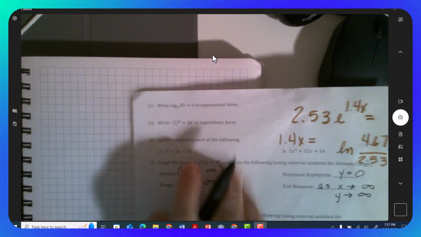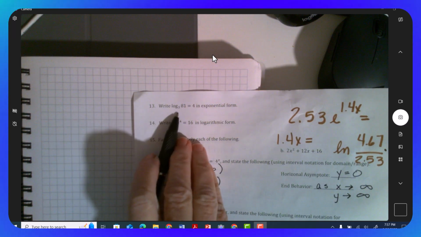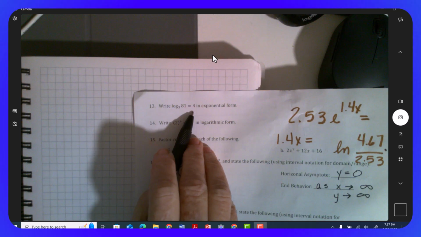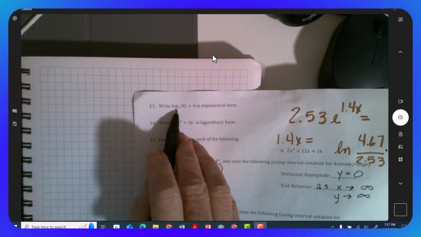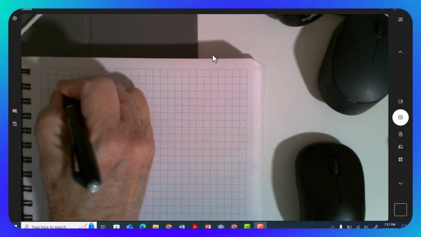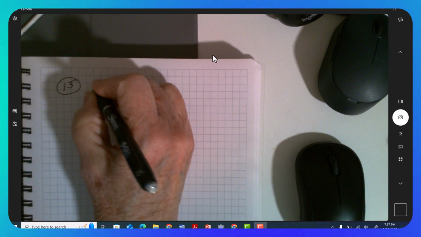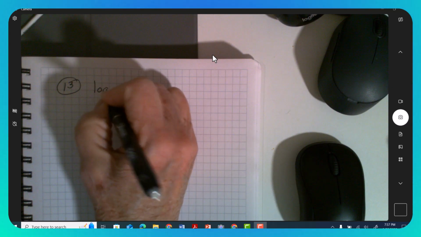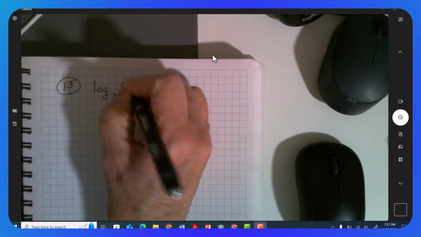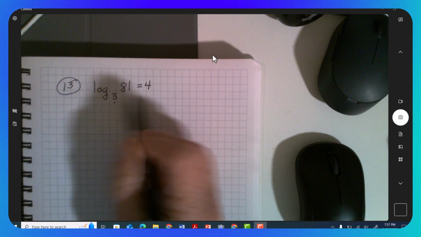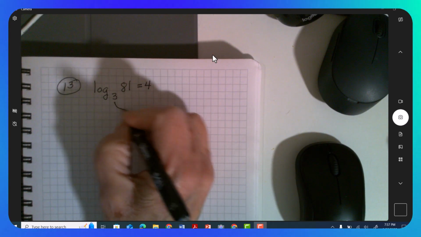Right, on to part 2. Question number 13. We're asked to write log base 3 of 81 equals 4 in exponential form. Okay, so let me write that down so you can see it clearly. Log base 3 of 81 equals 4. We're going to start with the 3 and move around to the 4.